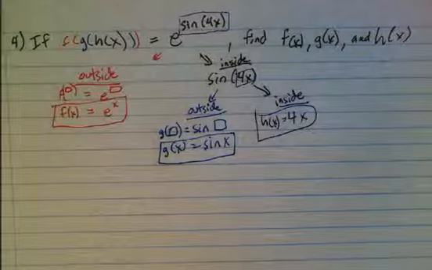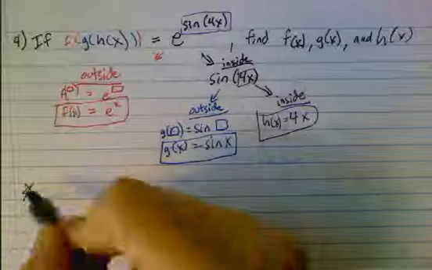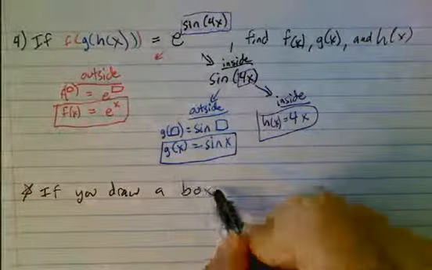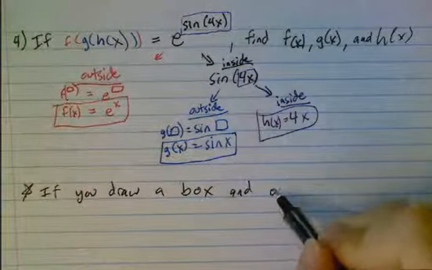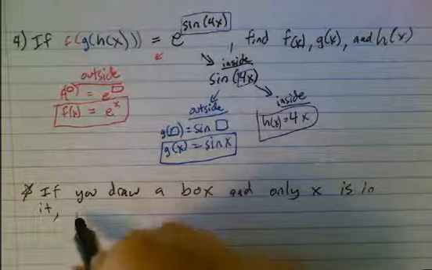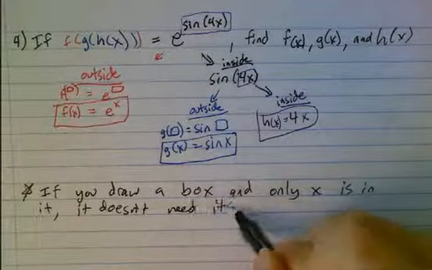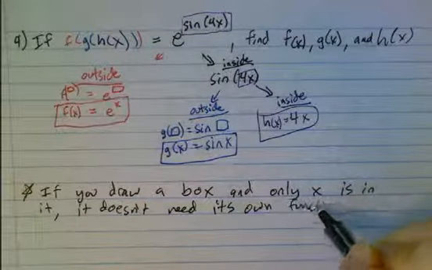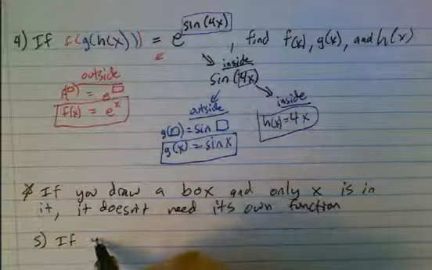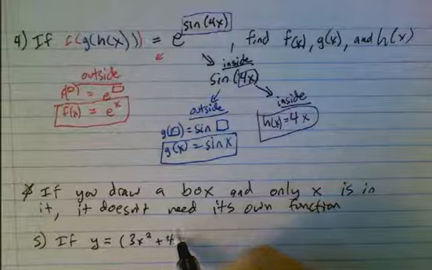Sometimes it can be hard to tell whether or not you have multiple functions. So here's one thing to be really aware of. If you draw a box and only x is in it, it doesn't need its own function. So for example, let's say y equals 3x squared plus 4 all to the 5th power.